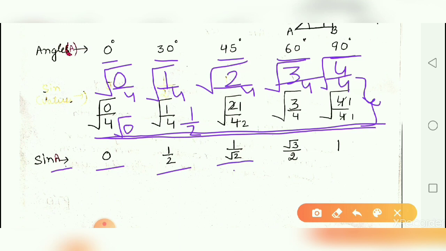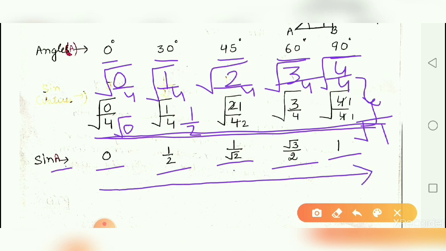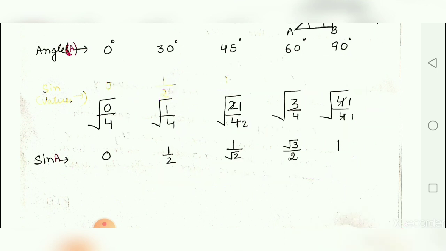Similarly here, the square root of 3 upon 4 is root 3 by 2. And here we will do first cancelling. This will become root of 1, that is 1. So here we can see the value of sine of any angle is increasing from 0 degree to 90 degree. These are the values which we will be using in the numericals. Now let us start our numericals.